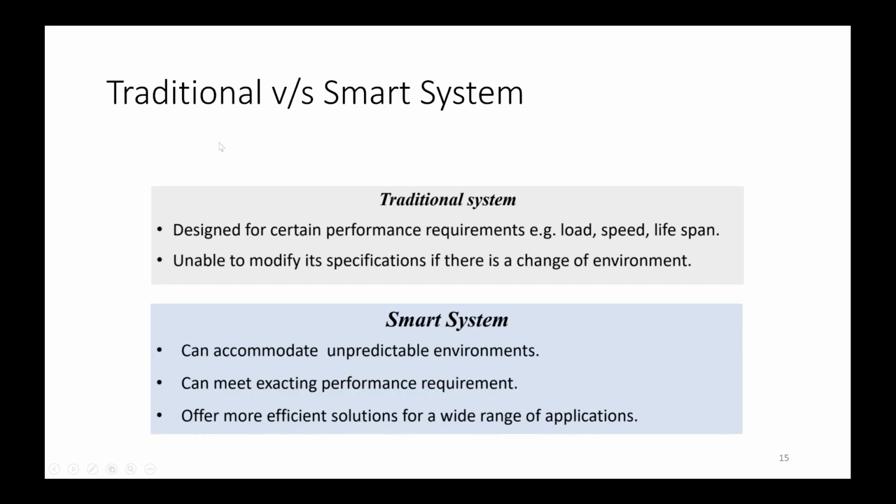Now, traditional versus smart systems. So in case of traditional systems that we use, they are designed for certain performance requirements. Example, for bearing some load, or for some speed or certain lifespan, and these are unable to modify its specifications if there is a change in environment. While in case of smart systems, they can accommodate unpredictable environments, they can meet exacting performance requirements, and they offer more efficient solutions for a wide range of applications.